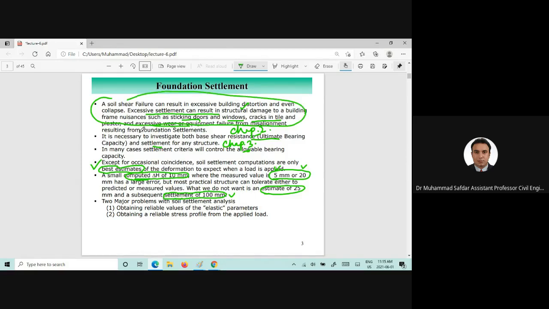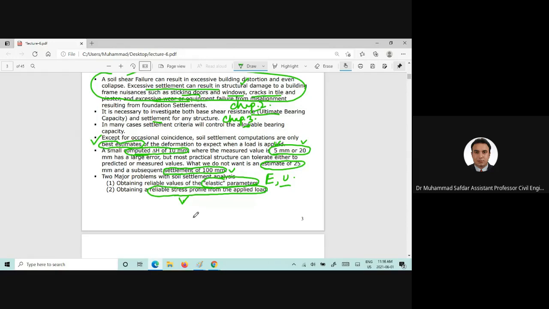Now there are two major problems in estimating the settlement. One is obtaining reliable elastic parameters, which are E and the Poisson ratio. Another problem in estimating the settlement is obtaining a reliable stress profile from the applied load. The stress profile beneath the foundation also causes variability in estimating the settlement of the foundations.